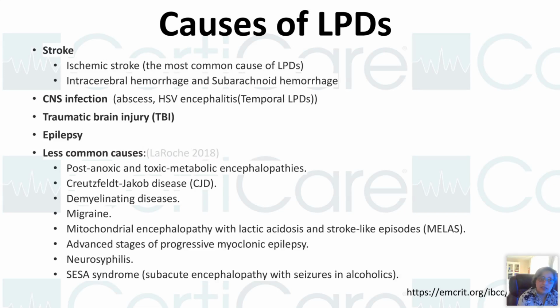The major causes behind this are infection, stroke, and traumatic brain injury, and, if the patient has epilepsy, mostly focal epilepsies. Less common causes are post-anoxic and toxic metabolic encephalopathies, CJD, even demyelinating diseases, and so on. The list goes on for less common causes. Now, temporal LPDs have a very high prevalence towards seizures. And in epilepsy, 70+% of cases are temporal epilepsies, right? So CNS infections, especially HSV encephalitis, produce LPDs in the temporal area. So there's a high correlation between infection and LPDs.